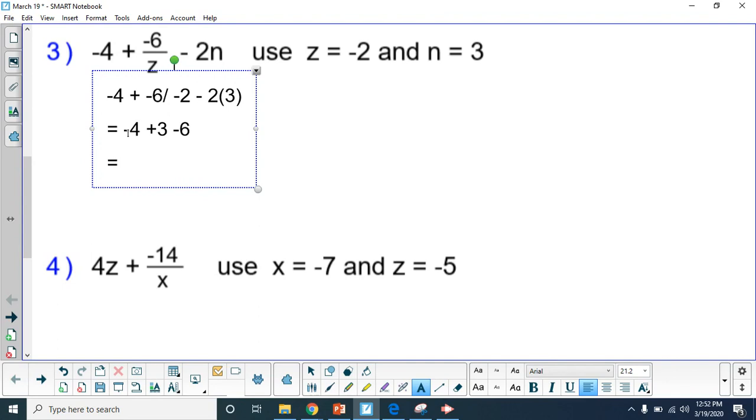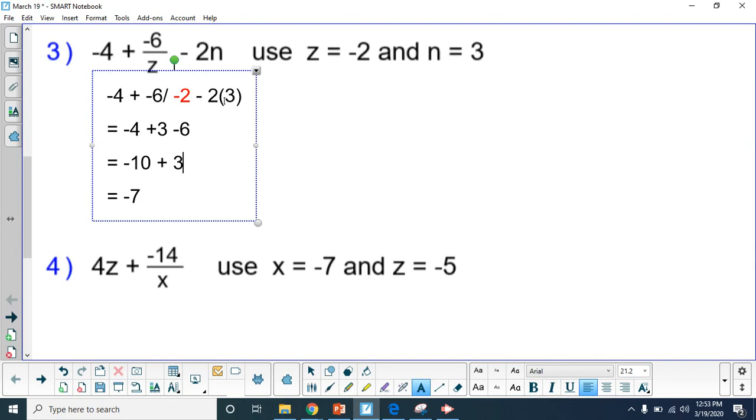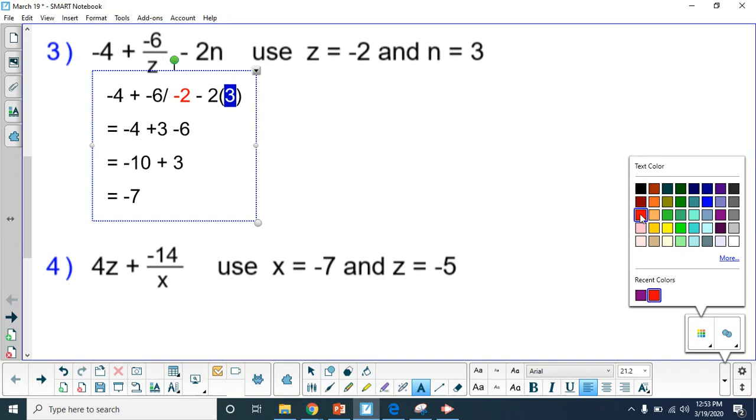As before, we have two like signs, negative 4 and negative 6. So we have to add them up and put that sign, negative 10 plus 3. Now we got the answer as one value, which is negative 7. Review: negative 2 is the number that we insert instead of z. Also, 3 is the number that we substitute or insert instead of n.